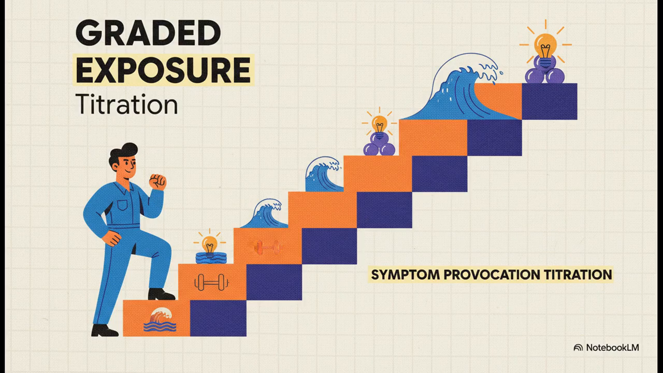In Part 3 of this explainer series, we build a graded exposure hierarchy, titrate symptom provocation, and dose habituation for durable change. We are going to look at the exact rules for when to push forward and when to back off.